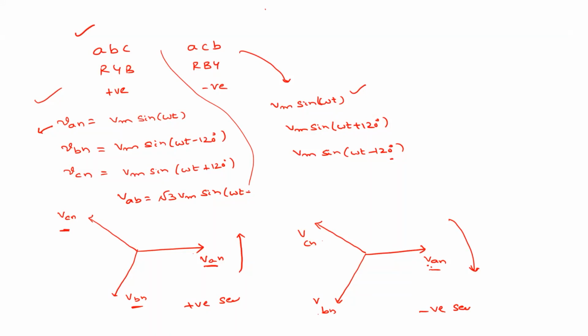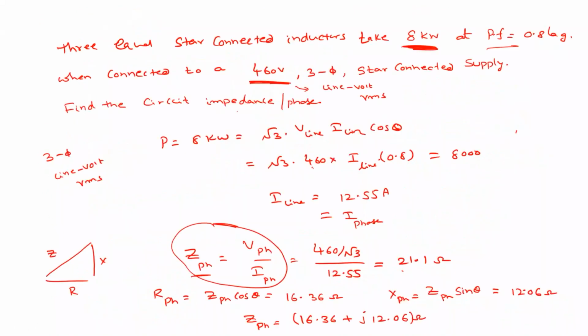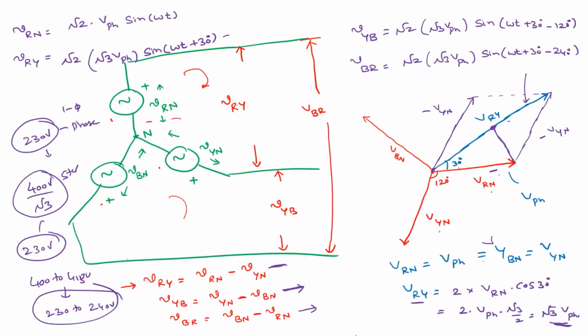Plus 30 degrees, right? This is the sequence, so this is plus 30 degrees. Whereas in this case, VAB equals root 3 VM sine omega t minus 30 degrees. So no confusion, right? This is already derived. This is plus 30 degrees. This is R phase and this will be R by B, so that is plus 30 degrees here.